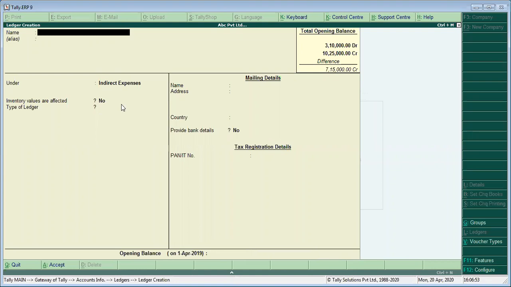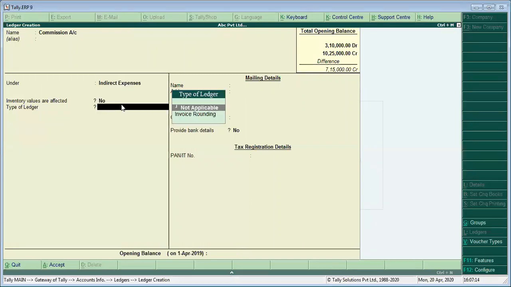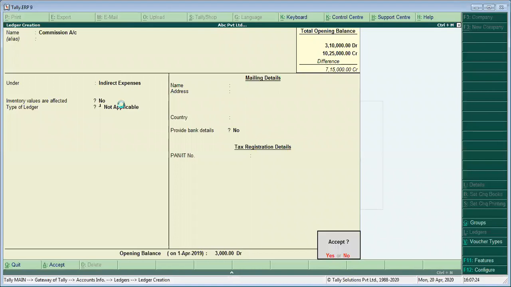Now, there is also commission paid. So commission is also being paid. Just click on commission account. Commission also falls under indirect expenses, not applicable. So what is the value that the commission paid is? 3,000 will be the value. Debit. You have created the ledgers.